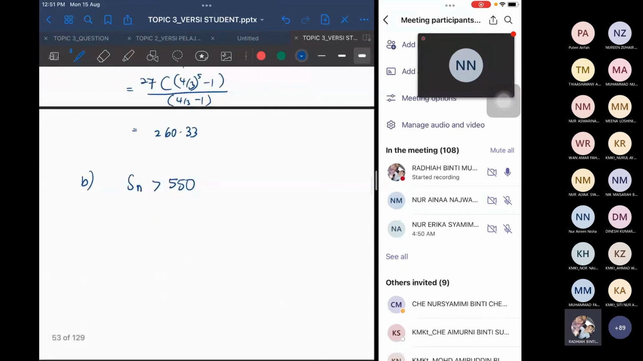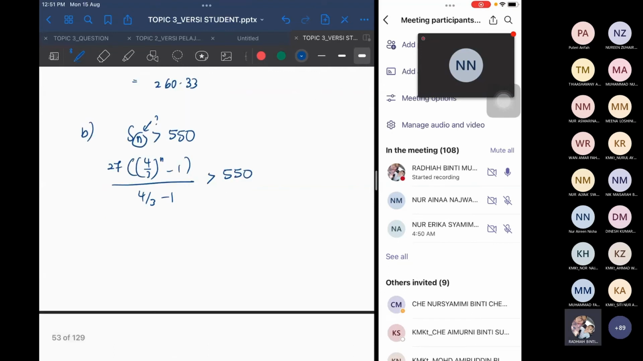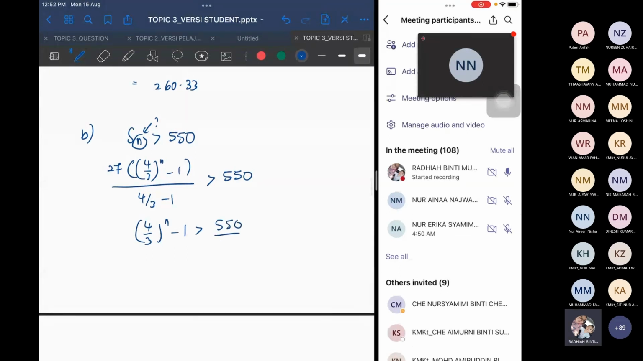Okay, so you tahu you punya formula Sn you dah ada kan nilai-nilai. Okay, so 27 times 4/3 power of n. Sebab kita nak tahu nilai n ni kelas. Kita nak tahu nilai n tu. Okay, minus 1 divide by 4/3 minus 1 greater than 550. Okay, so bila awak solve ni, tekan kan calculator, awak akan dapat 4/3 power of n minus 1 greater than 550/81.